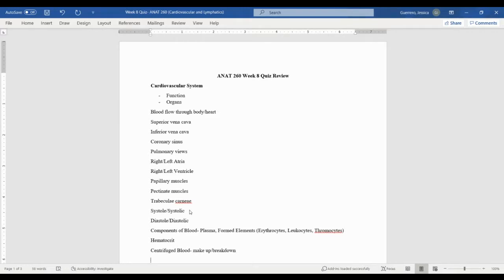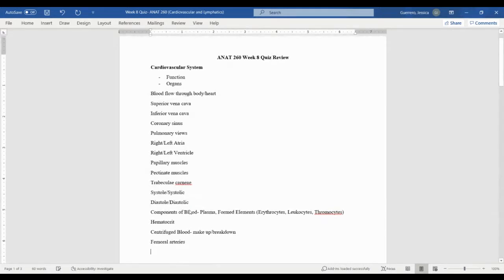Make sure for cardiovascular, you need to know the femoral arteries. And when I say know those, know their location, and then know what they serve. And of course, they're arteries, so you need to be sure you know which direction they flow. And you need to know the iliac arteries.